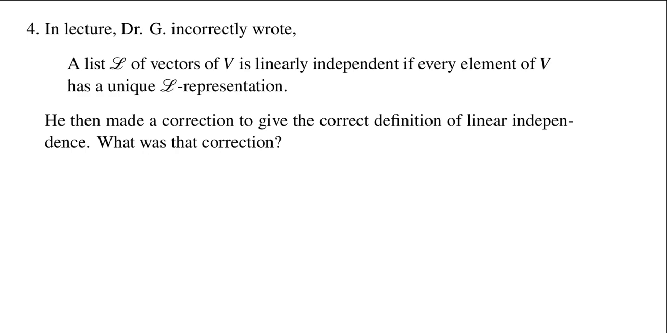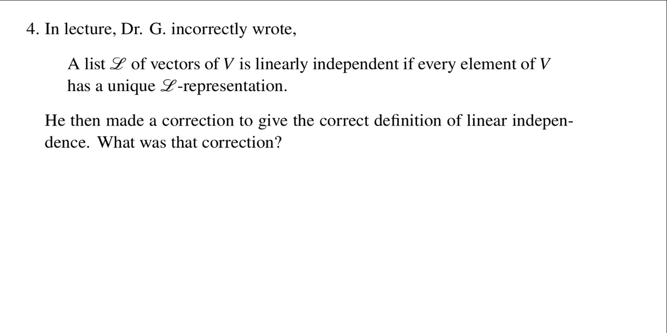So in lecture, I incorrectly wrote, very briefly, but I did write it, that a list L of vectors of V is linearly independent if every element of V has a unique L representation.